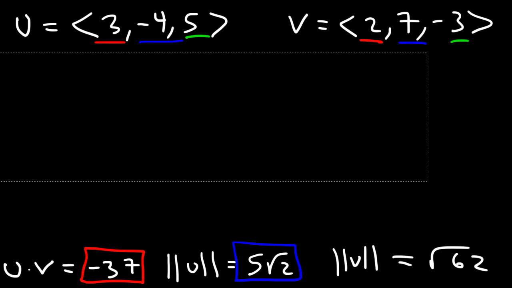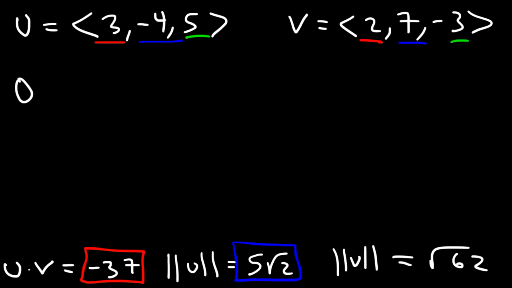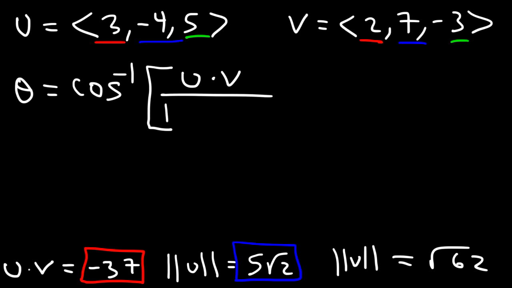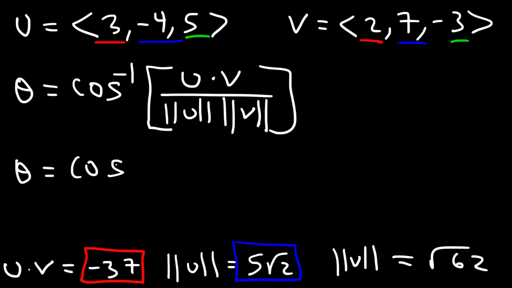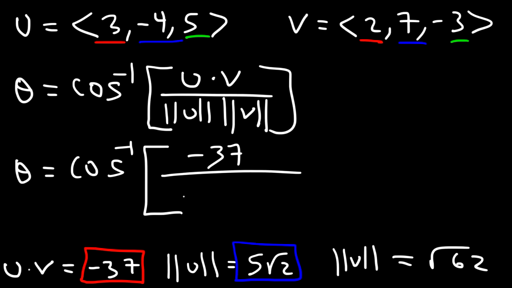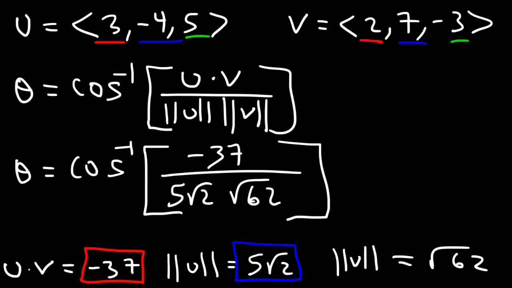So now let's use the formula. We could jump to this version of the formula. The angle is equal to the arc cosine of the dot product of u and v divided by the magnitude of u and the magnitude of v. So the dot product of u and v we saw was negative 37. The magnitude of vector u is 5 square root 2, and the magnitude of vector v is the square root of 62. Now what we can do is multiply these two numbers.